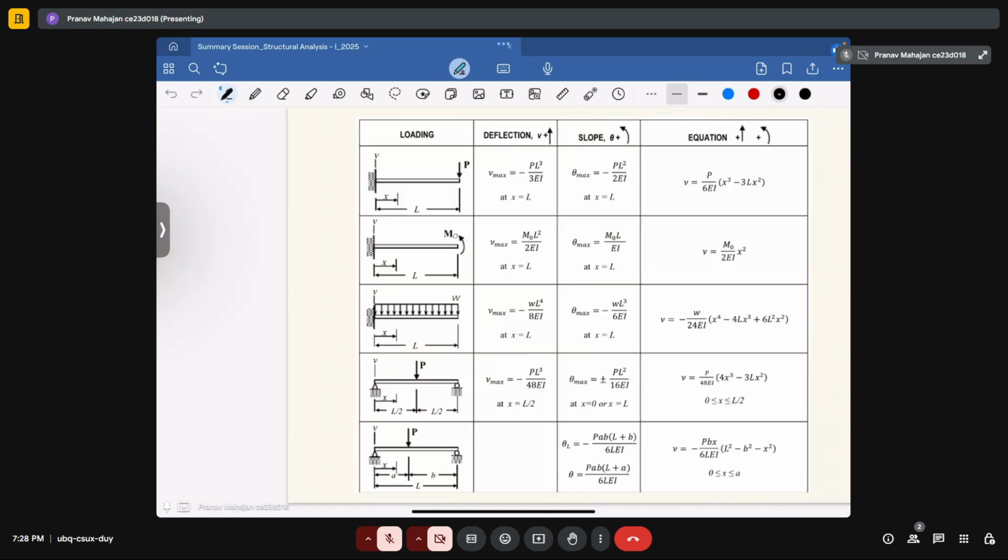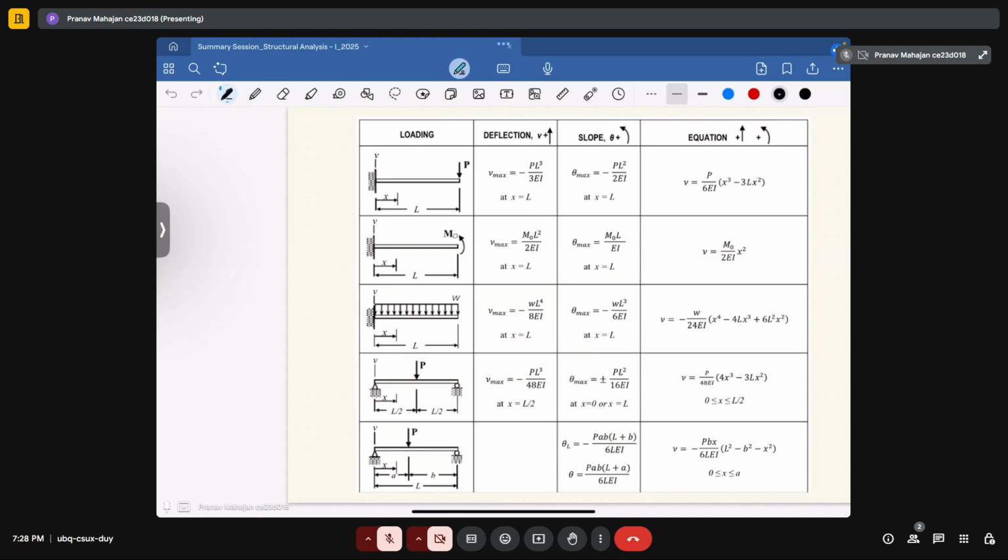Okay, so you have some standard results available. Every result you can derive using the moment area method, or you can use some other method, such as the conjugate beam method. From that also you can calculate.